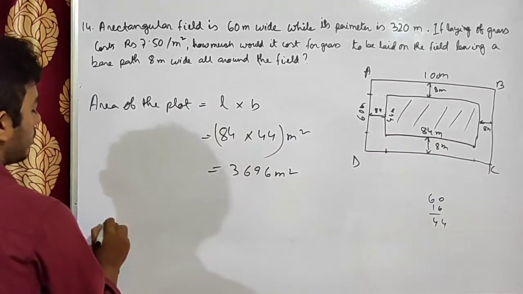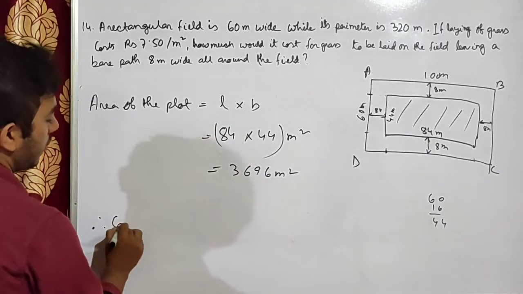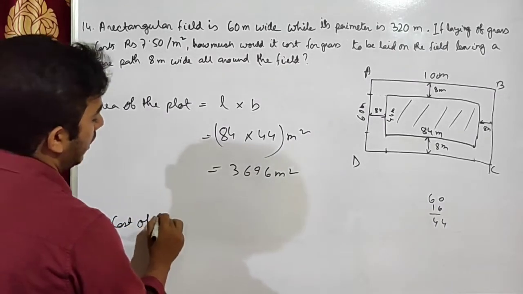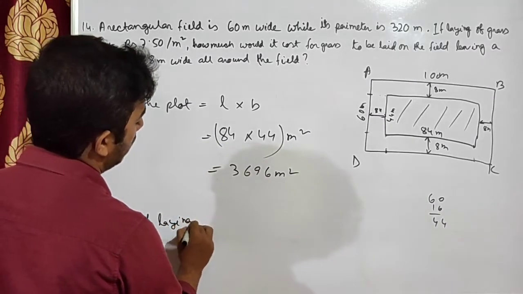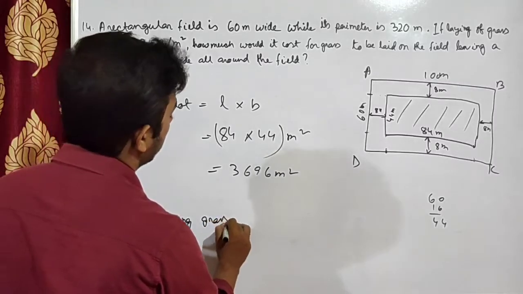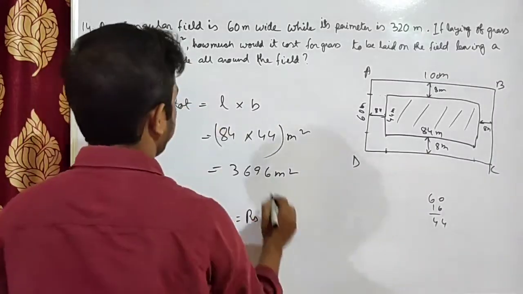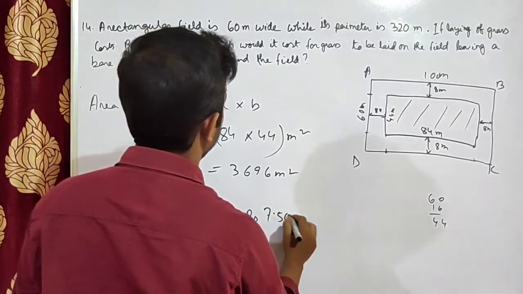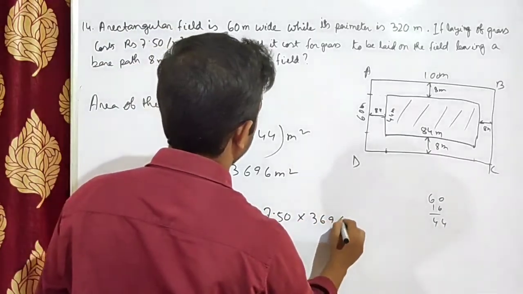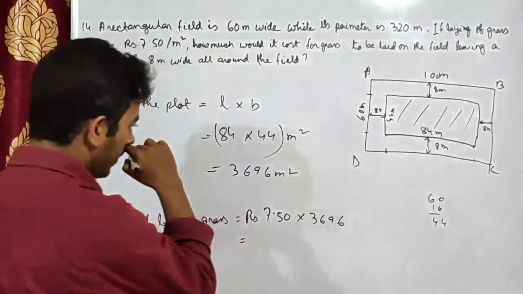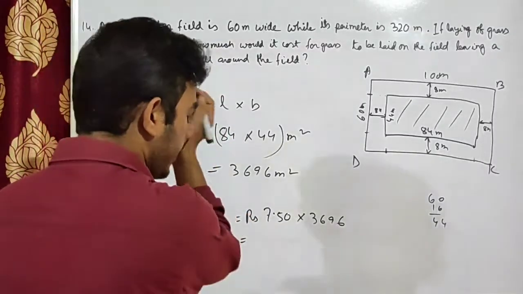So we'll write cost of laying grass. Therefore, cost of laying, L-A-Y-I-N-G, cost of laying grass. Cost of laying grass will be what? Rupees 7.50 into 3696. Now we have to multiply 3696 with 7.5.